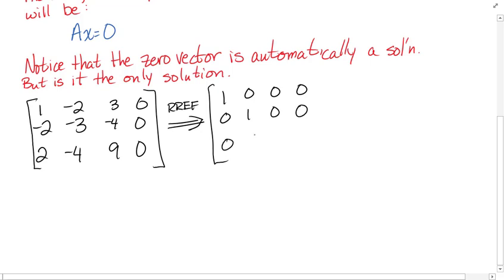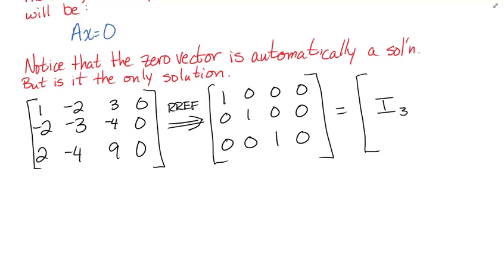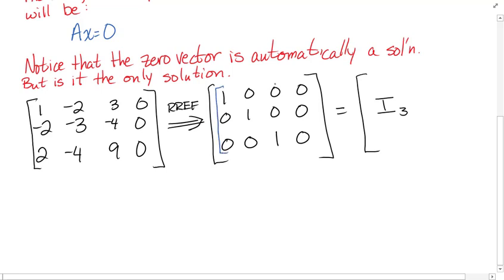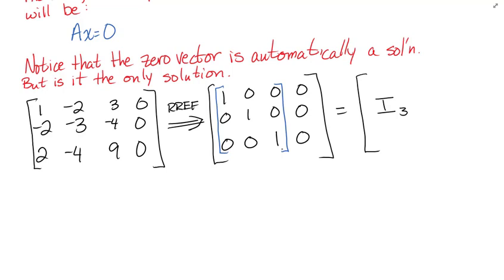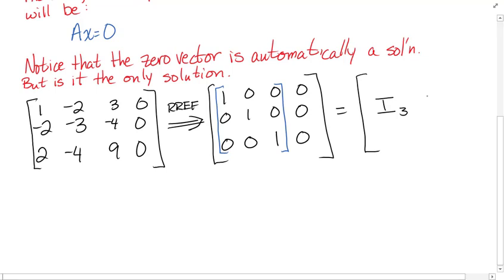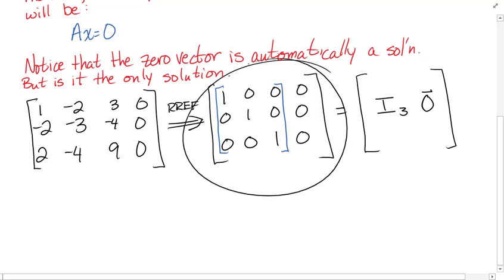Now we already know that it's going to be consistent, so I'm not going to get that weird row of zeros and then a non-zero entry. This one in particular reduces to the identity matrix, I sub 3. The identity matrix is the matrix where you have ones down the diagonal, zeros everywhere else, and then right next to it is of course the zero column vector. So that's just another way of writing this right there.